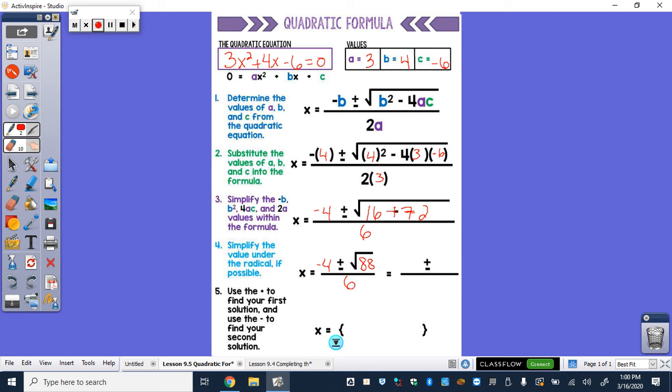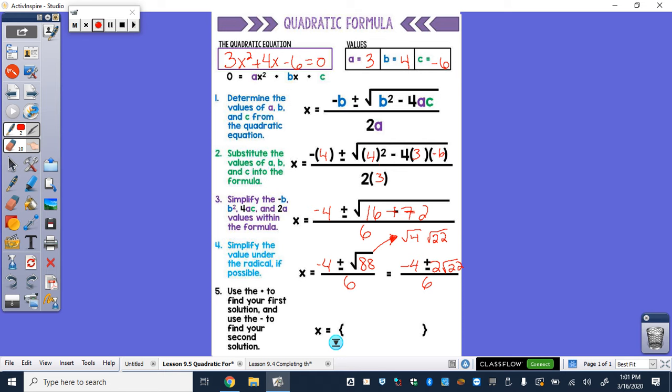So can we simplify the square root of 88? Is there a perfect square that goes into it? 4 and 22. 88 divided by 4 is 22. So then the square root of 4 is 2, so we get 2 radical 22. -4 is still in front of our plus or minus sign, and 6 is still on the bottom.